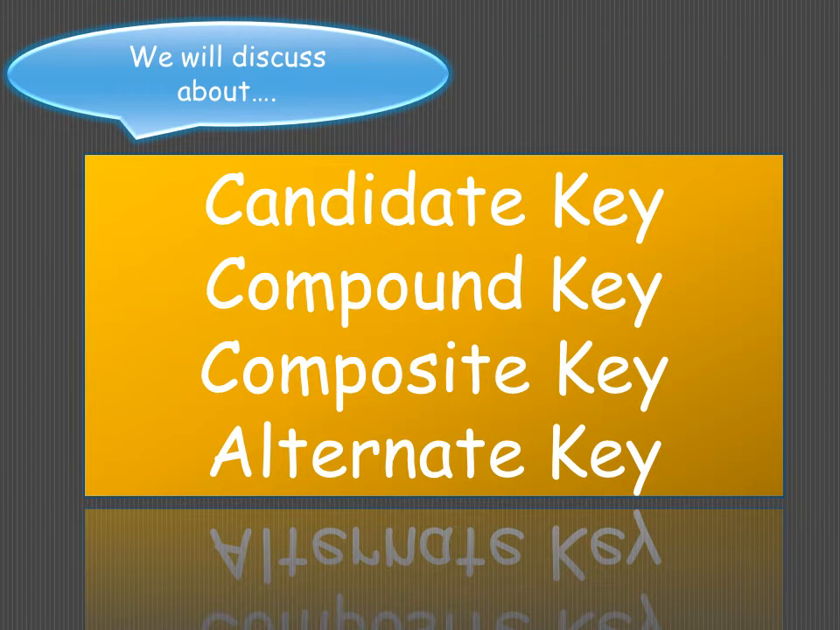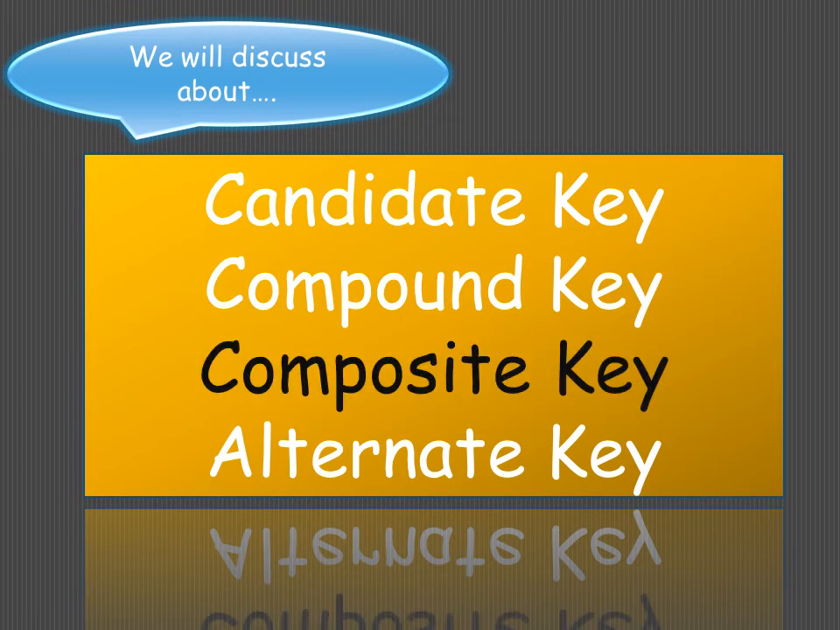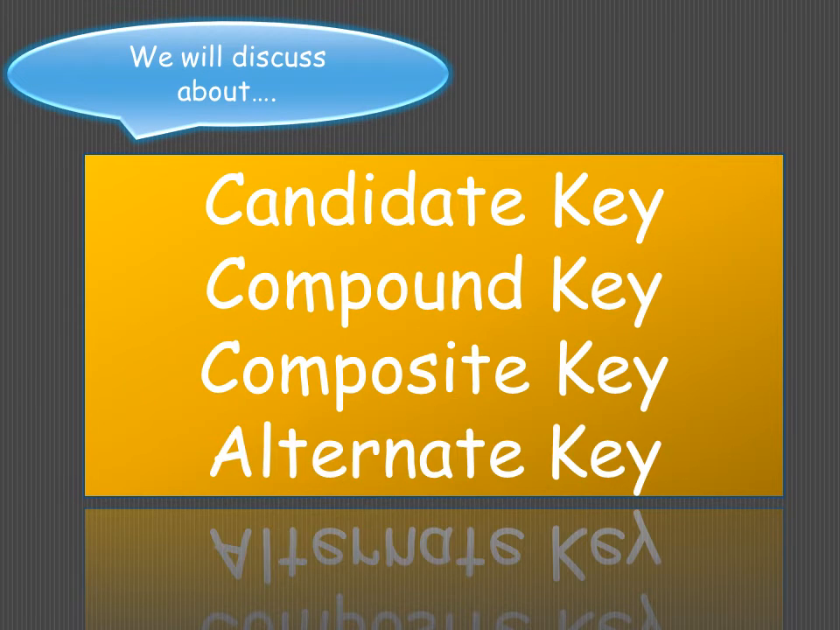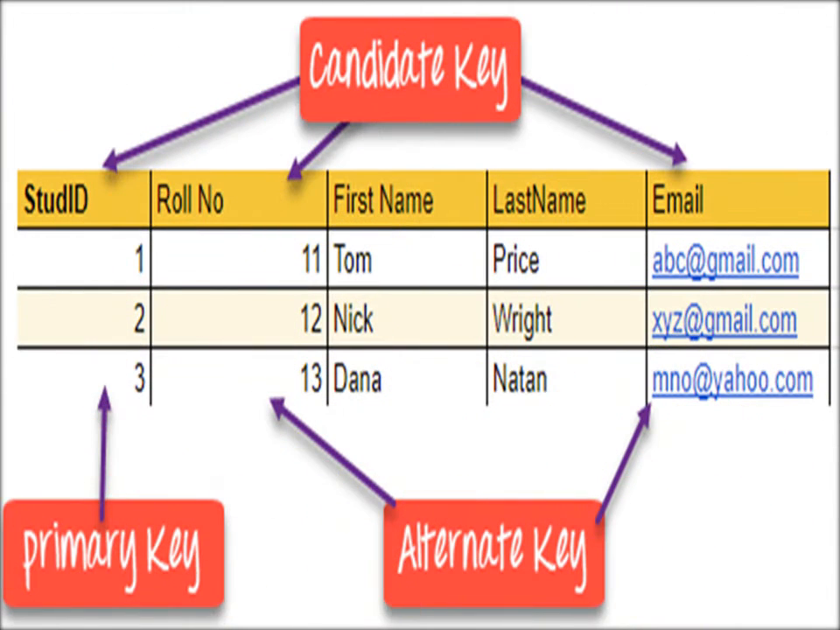Today we will discuss candidate key, compound key, composite key, and alternate key. Candidate key. As you can see a table here, I have not mentioned the name of the table. You can consider the name of the table as student detail or student, where we have some fields: student ID, roll number, first name, last name, and email.